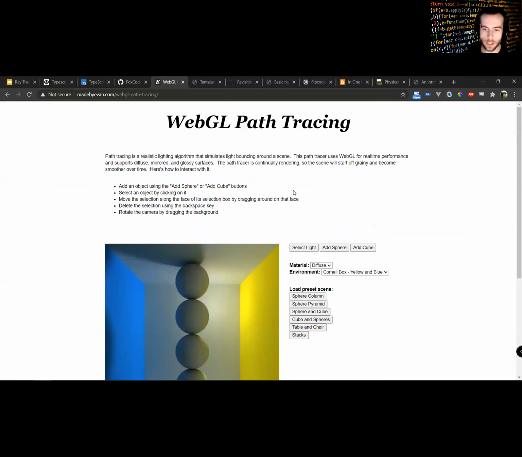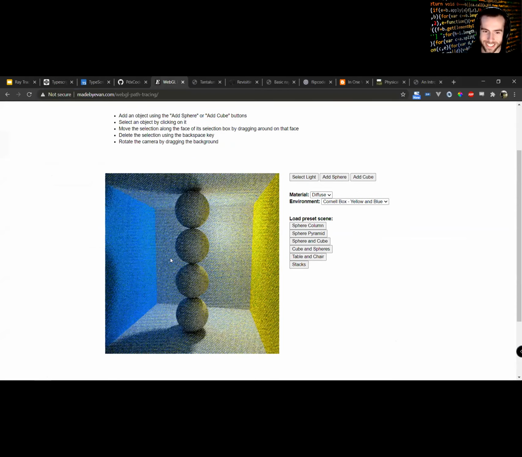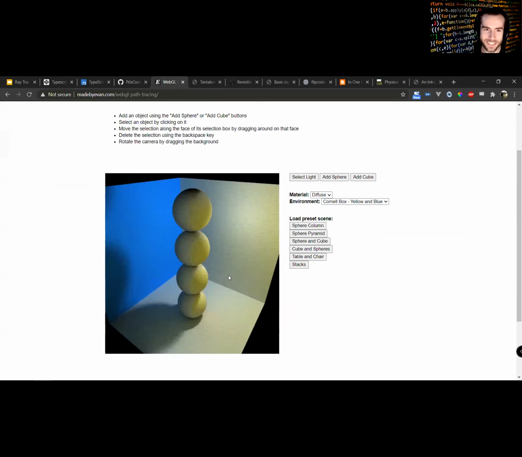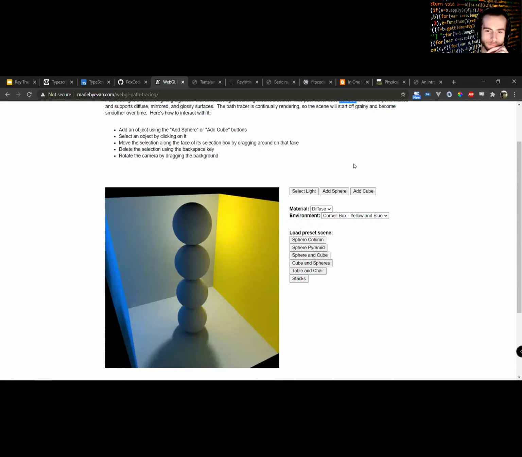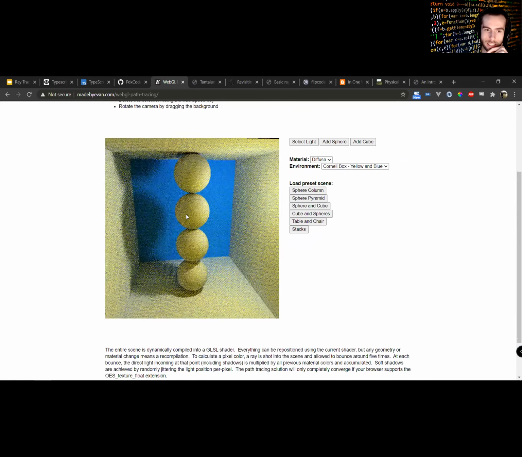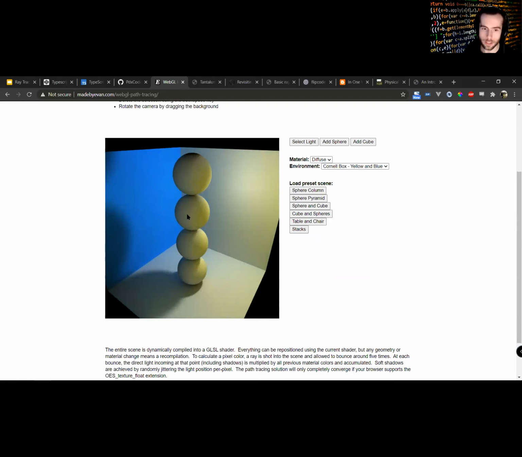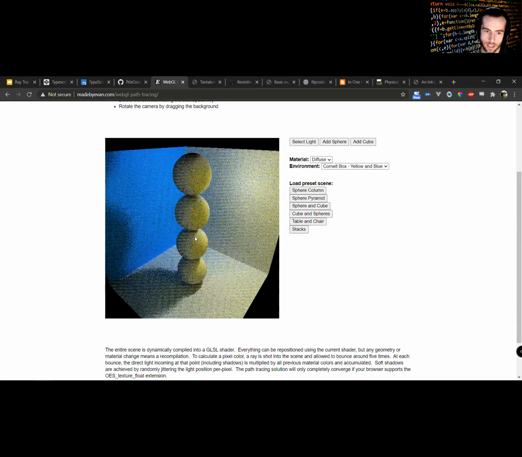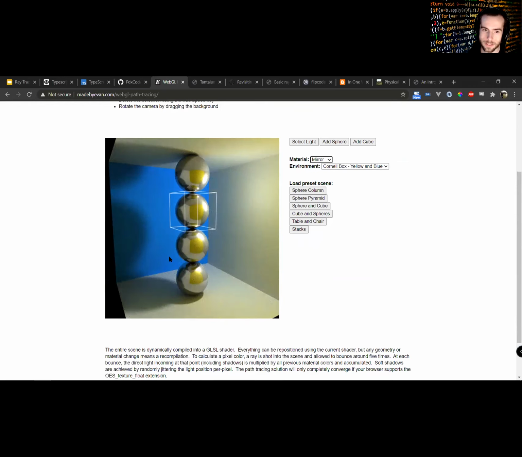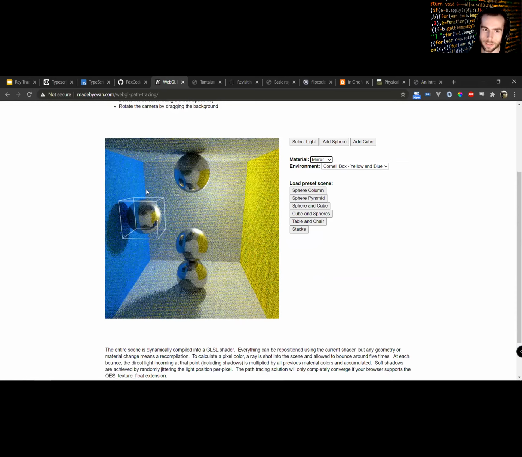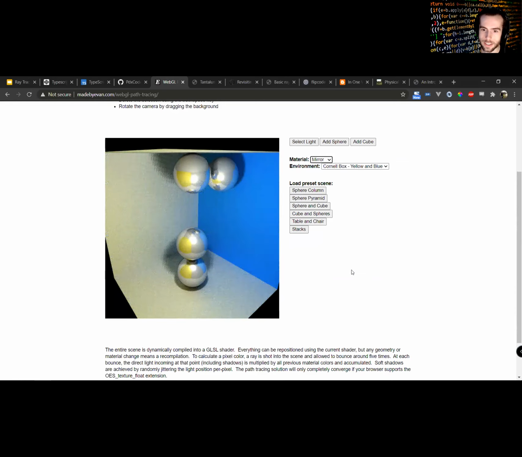I also wanted to share some other cool projects with you. This is one of the coolest things I found ever. I don't know how it works so well. It uses WebGL, which is basically a web interface to your graphics card, and it uses path tracing. And it's just, whoa. It's so fancy, dude. So fancy.